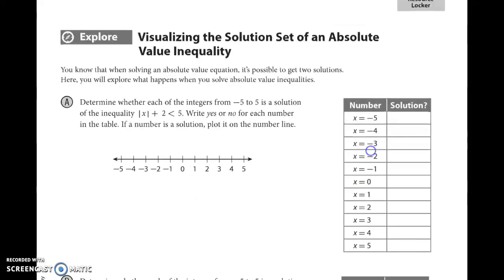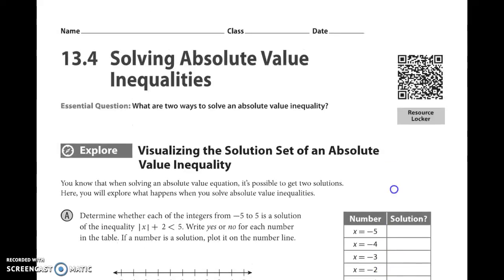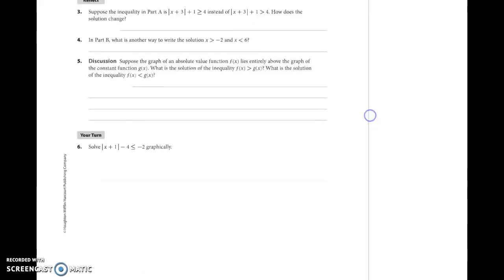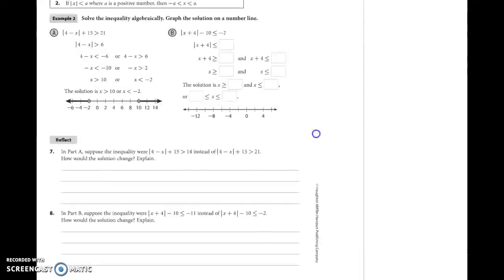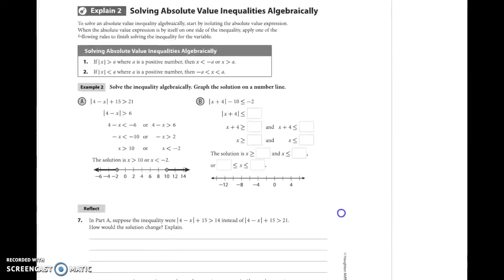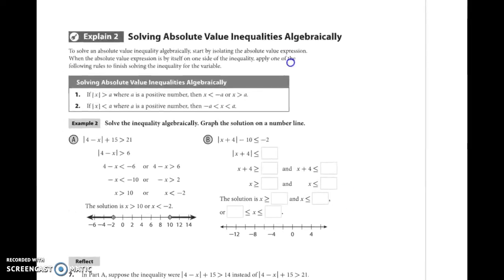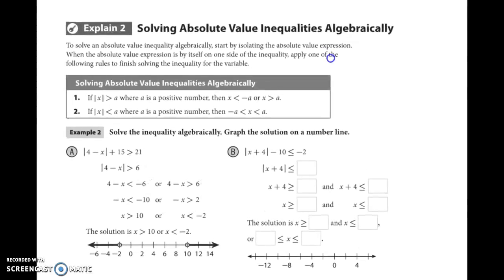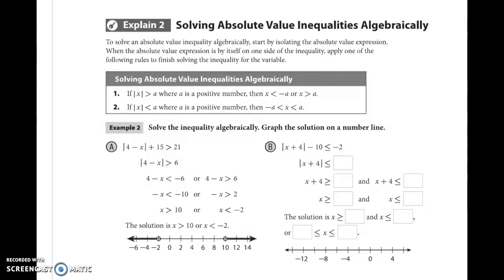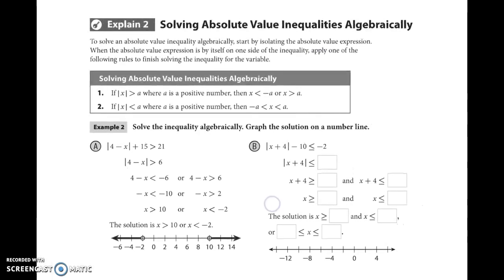I want to go on to page, I believe it is 614, yes, page 614. And I'm going to start with explain to, and then I'm going to go back to those other ones. And part of the reason that I'm doing this is solving absolute value equations is fresh in our mind, especially algebraically. So that's what I want to talk about first.